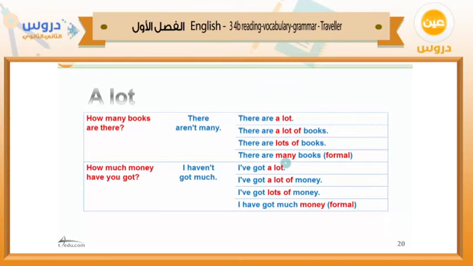There are many books, and this is the formal thing. Why? Because again, we're talking about countable and non-countable. How much have you got? I haven't got much. You can say I've got a lot, you can say I've got a lot of money, and you can say I've got lots of money, and I've got much money, and this is the formal. It's not bad if you use this, but it's more formal to use I've got much money or there are many books.